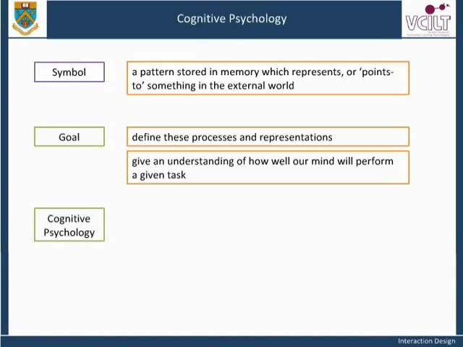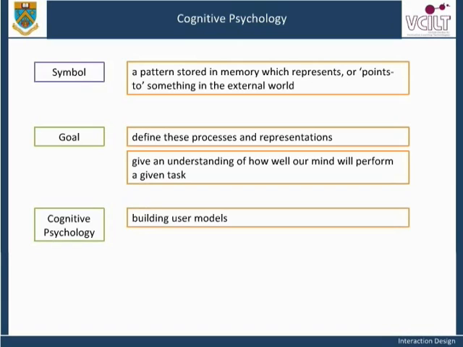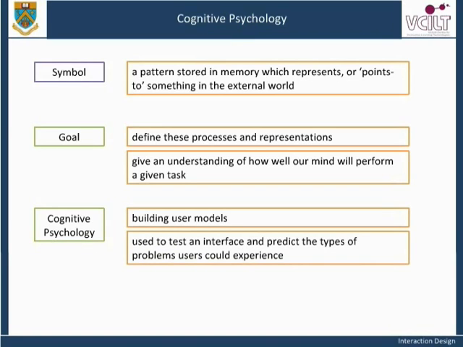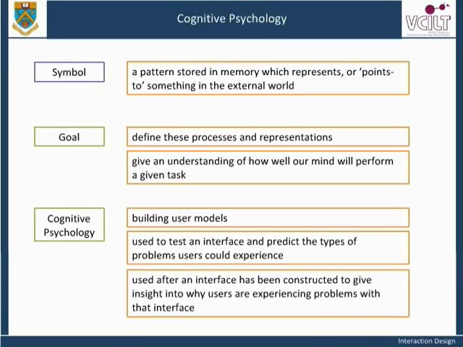Cognitive psychology also offers the possibility of building user models, essentially computer programs, which react the same way to certain stimuli as humans. These models can be used to test an interface and predict the types of problems users could experience. Cognitive psychology can also be used, after an interface has been constructed, to give insight into why users are experiencing problems with that interface.